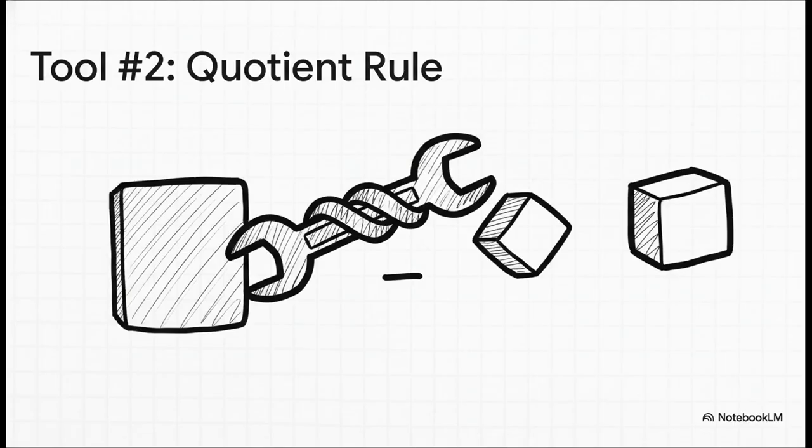Next up, we've got our trusty wrench, the quotient rule. And this one's kind of the opposite. If adding logs means multiplication, what do you think subtracting them means? Yep, division. So when you subtract two logs, again, same base is key, you can combine them by dividing their arguments. The log of x minus the log of y simplifies down to the log of x divided by y. Simple, right? But so powerful.